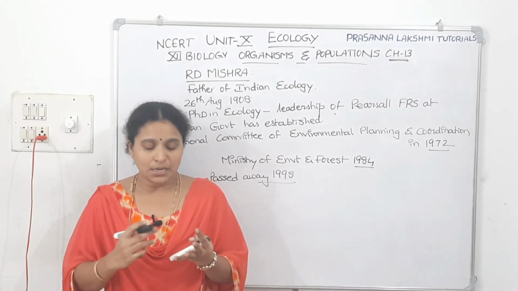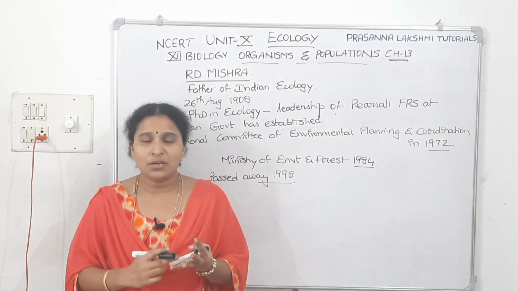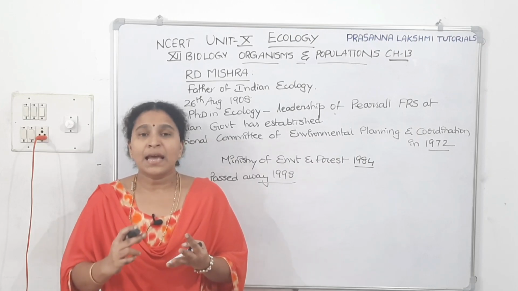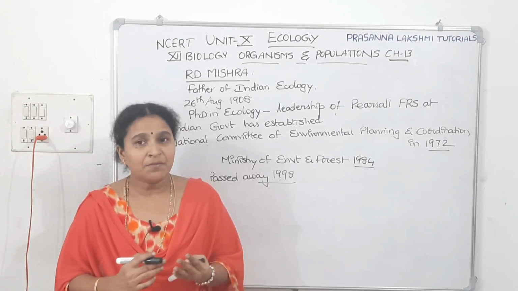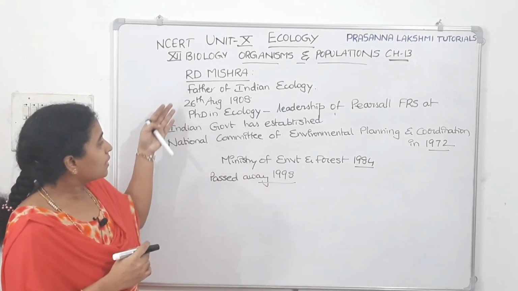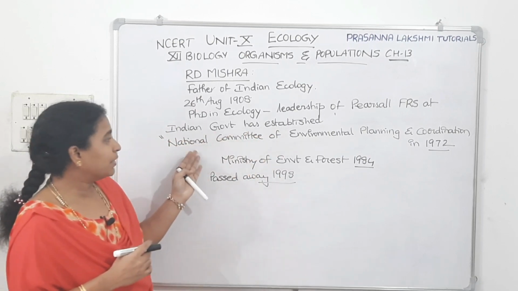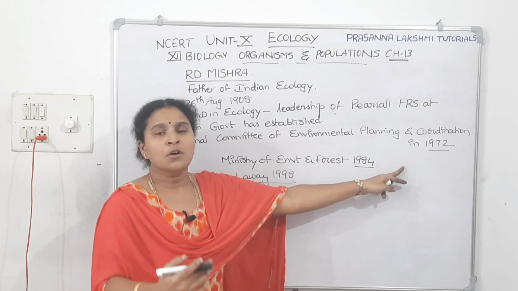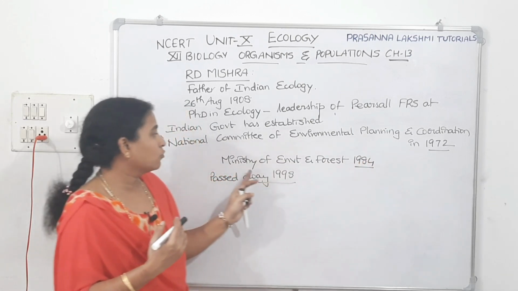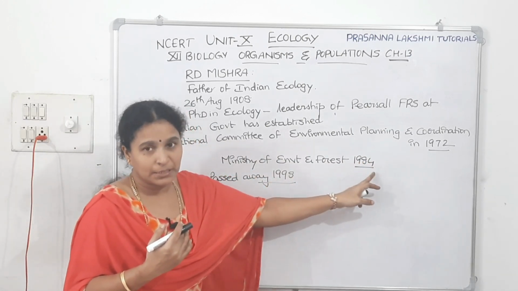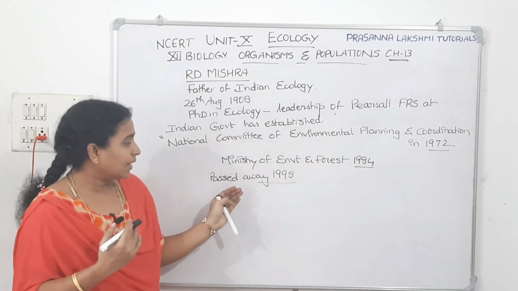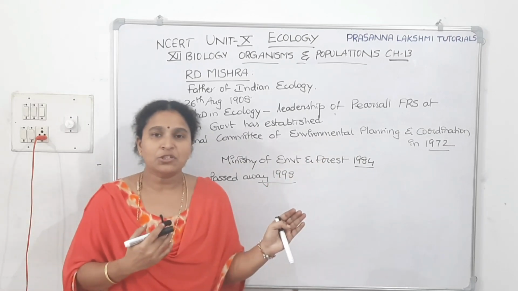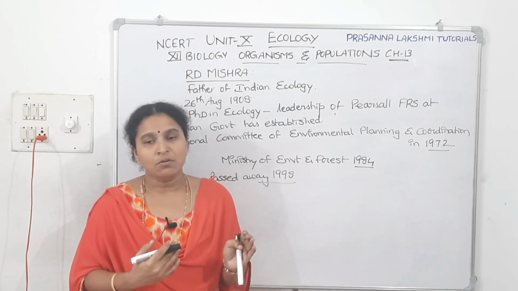What are the awards he got? He got the fellowship from the National Science Academy. He got the fellowship from the World Academy of Arts and Sciences, and he got the Sanjay Gandhi Award. And then, recognizing his works, the Indian government established a committee, the National Committee of Environmental Planning and Coordination, in the year 1972, which later got modified to the Ministry of Environment and Forest in 1984, and we finally tell that he passed away in the year 1988. So this is the information related to Ramdeo Mishra.